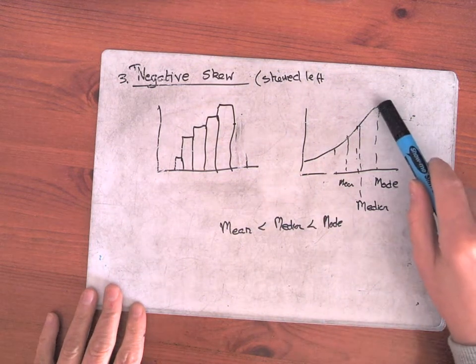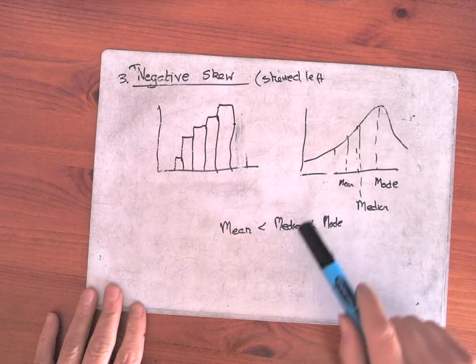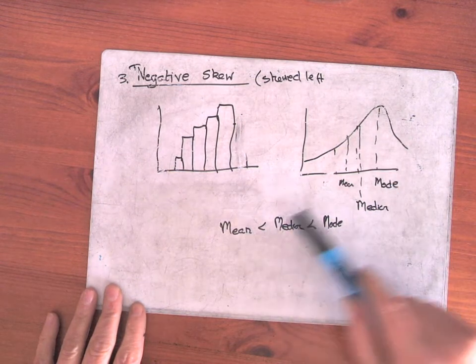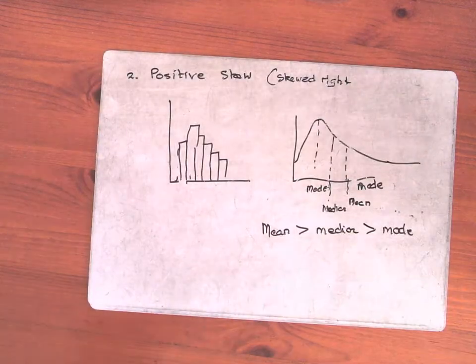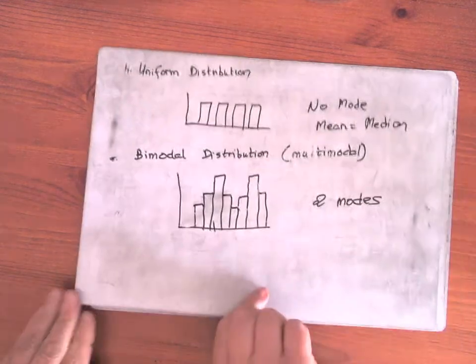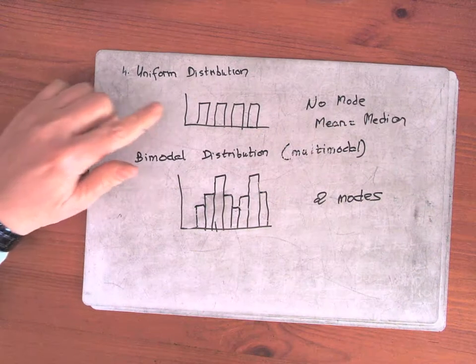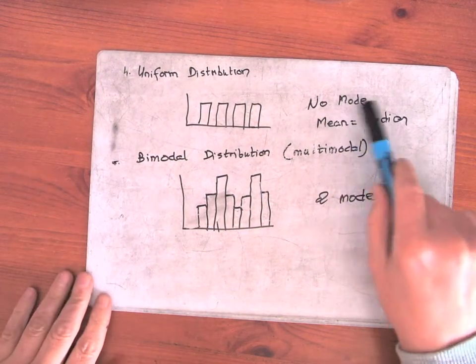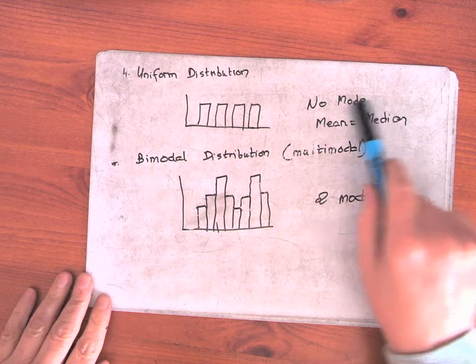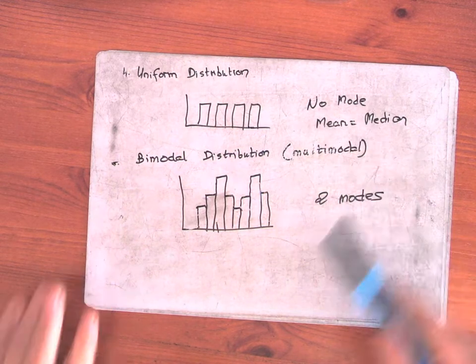Remember, the mode is the one that appears most often. The median is the middle person and the mean is the average. Then finally we have uniform distribution. That's basically all the bars are the same height. So there's no mode, as in there's no number that appears most often, and the mean equals the median.